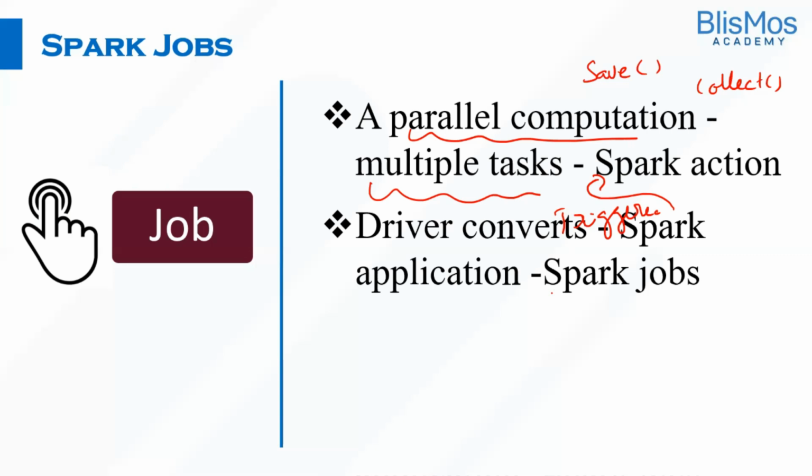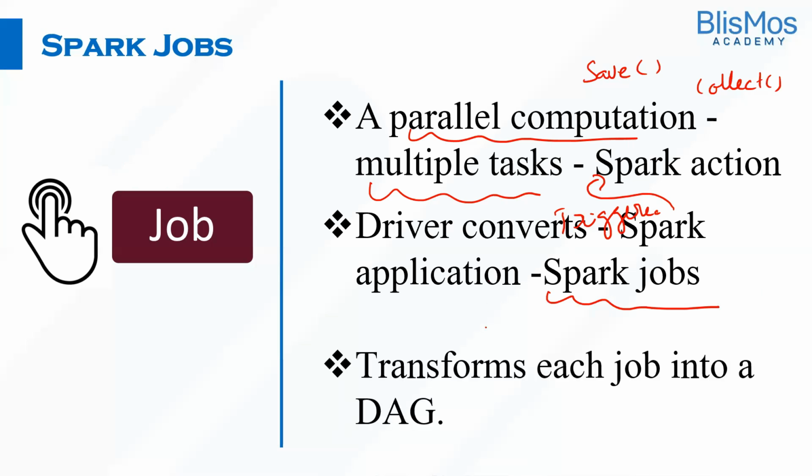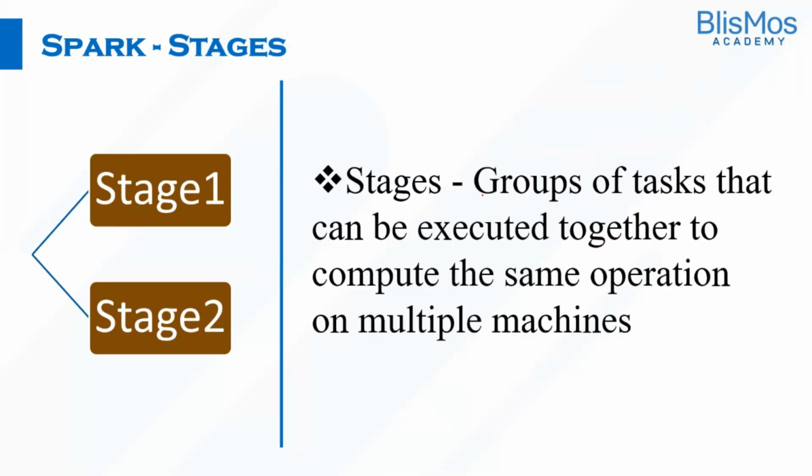When you submit a Spark application, driver converts your Spark application into one or more Spark jobs, which we already discussed. Then it transforms each job into DAG. DAG is nothing but directed acyclic graph. Spark follows the steps in the DAG and executes your code. I hope the job is clear now. Let us move on to the stages.